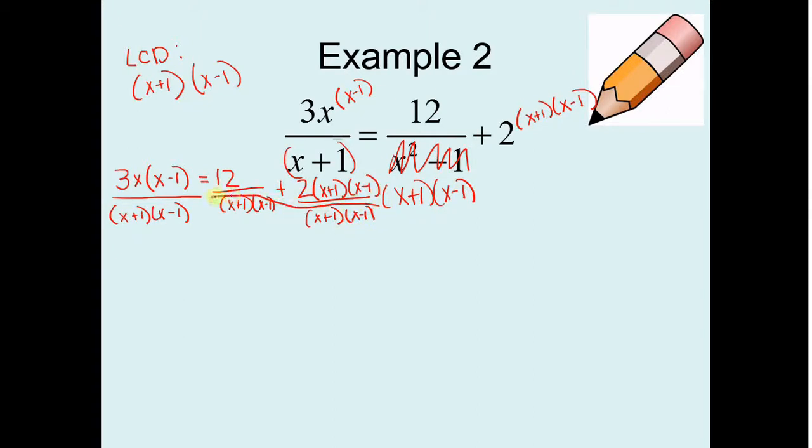Notice, I have the same denominator everywhere now. I can now forget about the denominator. I don't even care what it is. So now I'm going to multiply this 3x in. 3x squared minus 3x, right? Equals 12 plus... Need to multiply that 2 in.